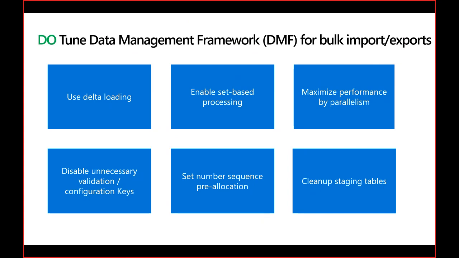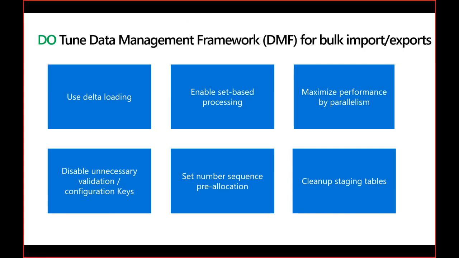What we see here is that a lot of times it's used in the correct way, but a lot of times some specific tuning actions are forgotten. For example, that you can use delta loading or the incremental push after a full push, that you can enable set-based processing for certain entities, of course, if they are developed in a way that they support it, that you can use parallelism, for example, for mass import scenarios, and that you also have to think about other things like disabling unnecessary validations or configuration keys, which can lead to an overhead in the data import-export framework.